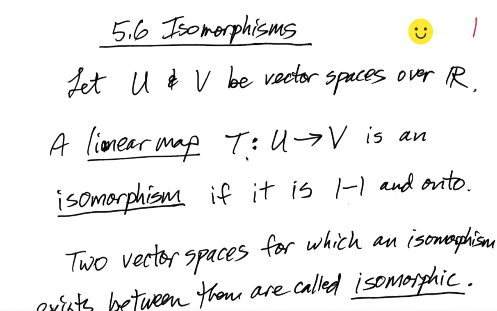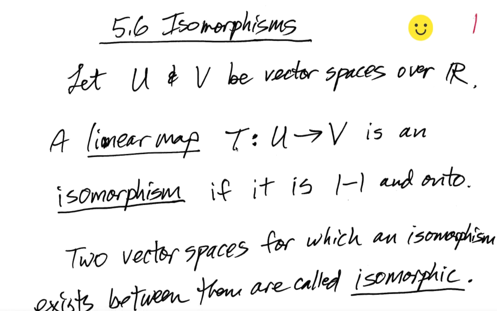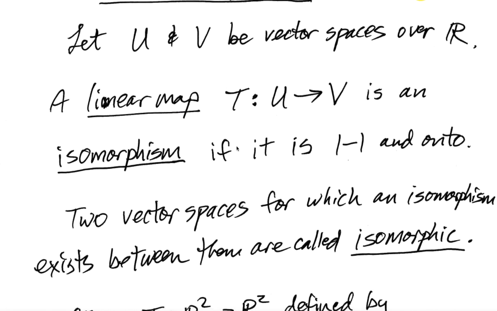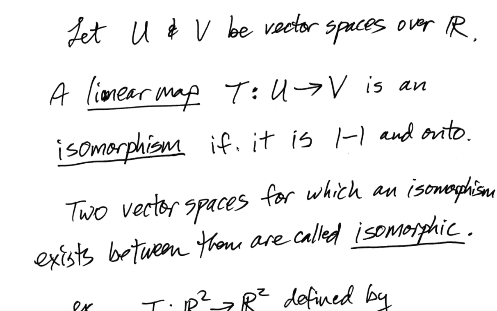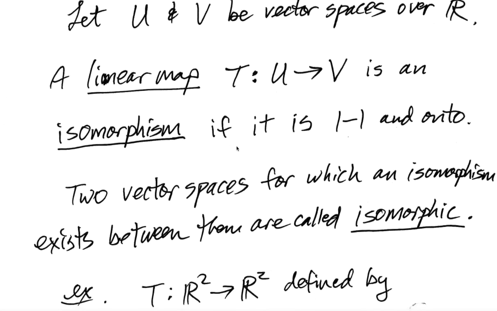Okay, a linear map, T mapping U into V, is an isomorphism if it is one-to-one and onto. So the map has to be a linear map, and it has to be one-to-one and onto, so a bijection. A linear bijection is another thing we might say in place of isomorphism, but this is the common language that we use. Two vector spaces for which an isomorphism exists between them are called isomorphic vector spaces.